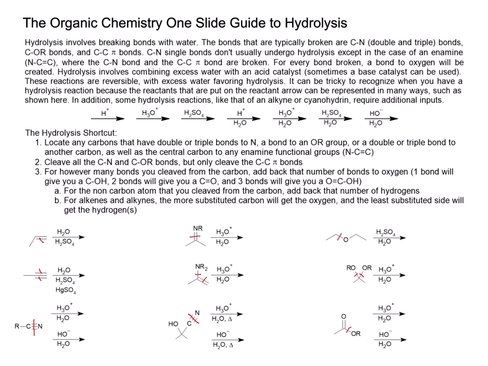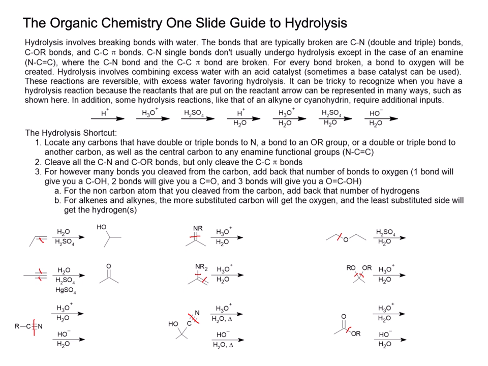Once again, for however many bonds we cleaved from the carbon, we're going to add back that number of bonds to oxygen. So in our alkene example, we cleaved 1 bond, so we're adding in 1 bond back to oxygen. And as that note says, the more substituted carbon will get the oxygen, and the least substituted side will get the hydrogen. That's why we put the OH on that middle carbon. For the alkyne, we cleaved 2 pi bonds, so we're going to get back a double bond to oxygen, once again at the more substituted side.